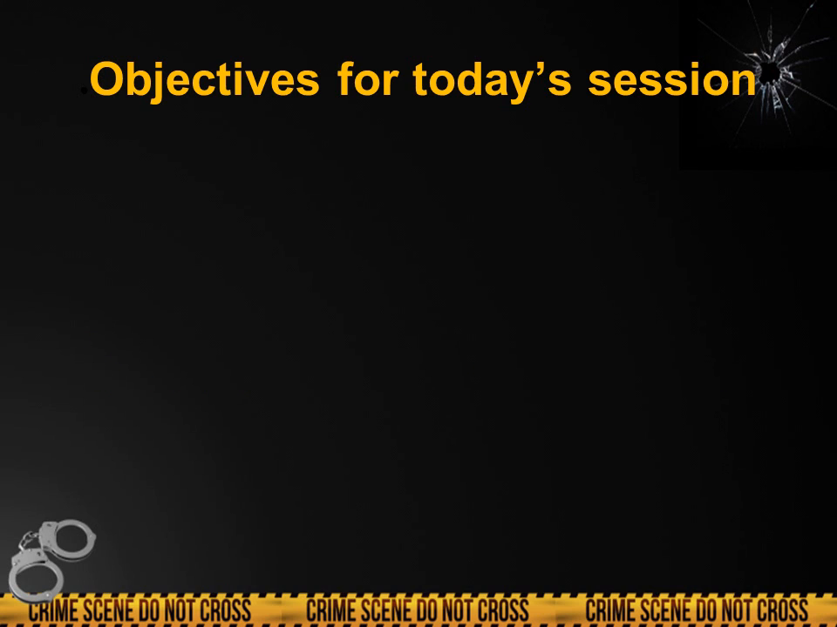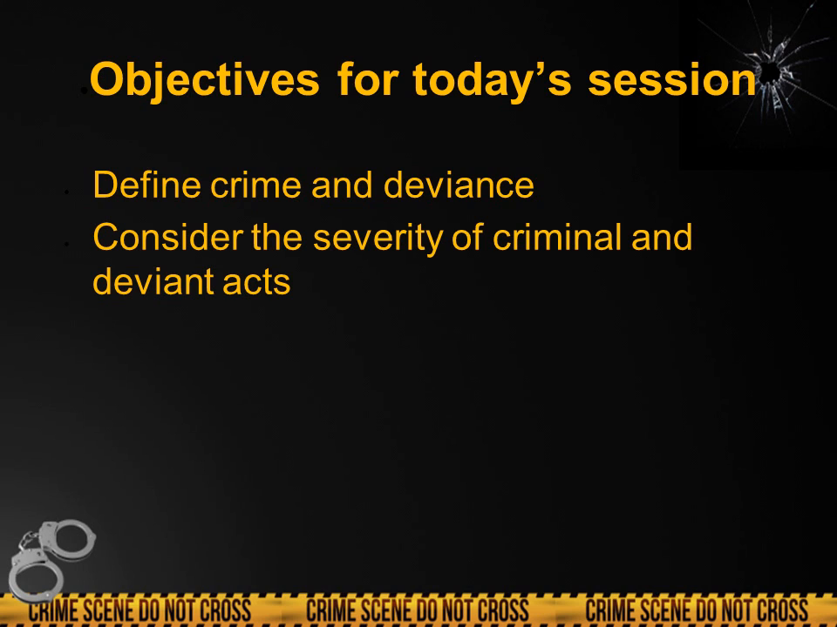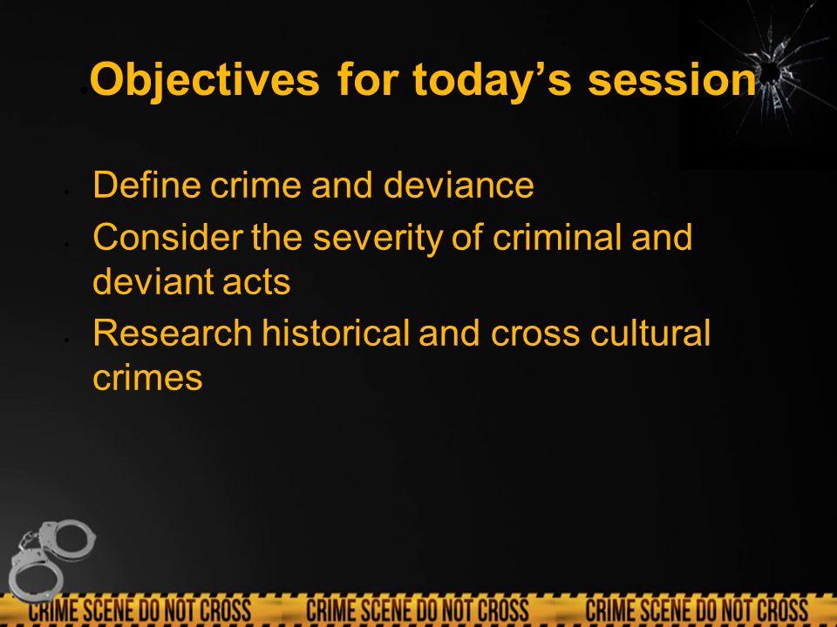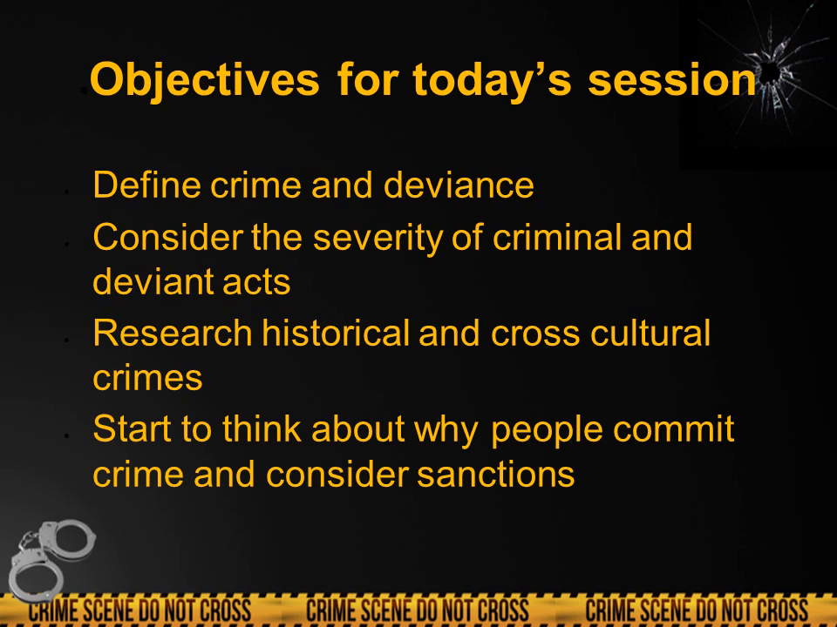So for today's session, what we're trying to do is define crime and deviance. We're going to consider the severity of criminal and deviant acts. We're going to research historical and cross-cultural crimes. And we're going to start to think about why people commit crime and consider sanctions. So sanctions are basically punishments.